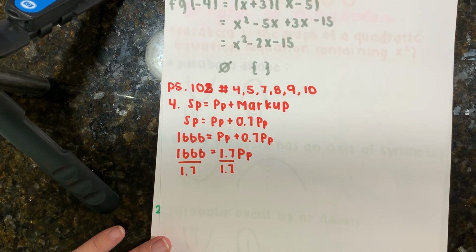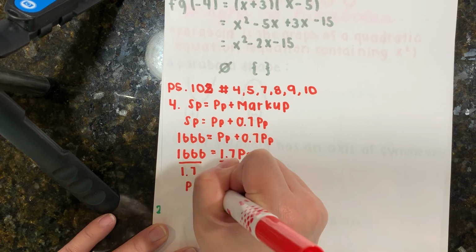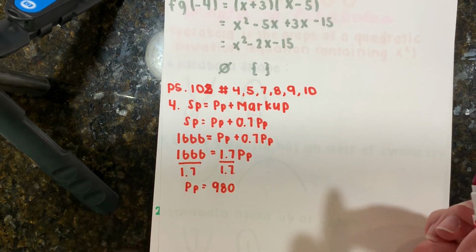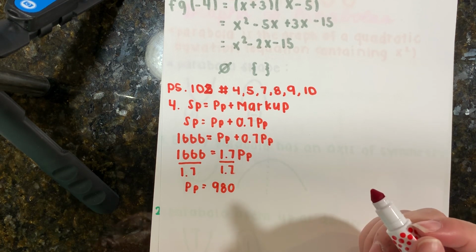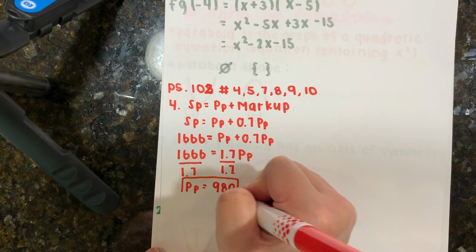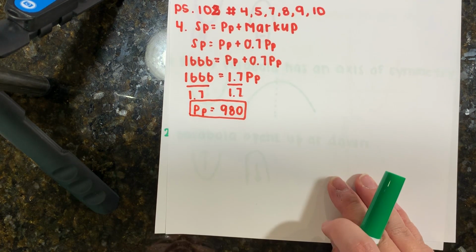So I get 1,666 divided by 1.7, which would give me the purchase price is equal to $980. And that is what they wanted to know. They wanted to know what the purchase price was equal to. So the purchase price was equal to $980.